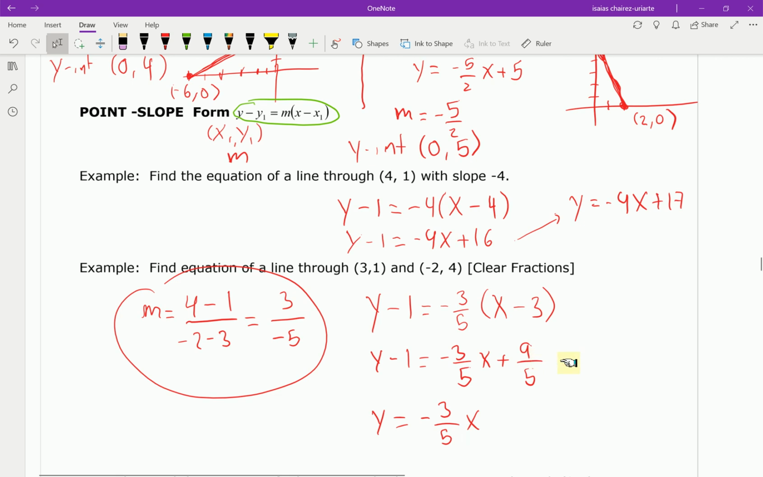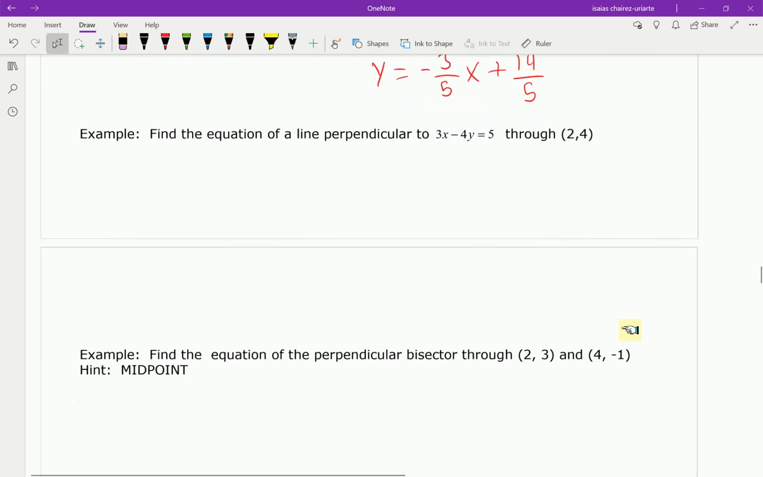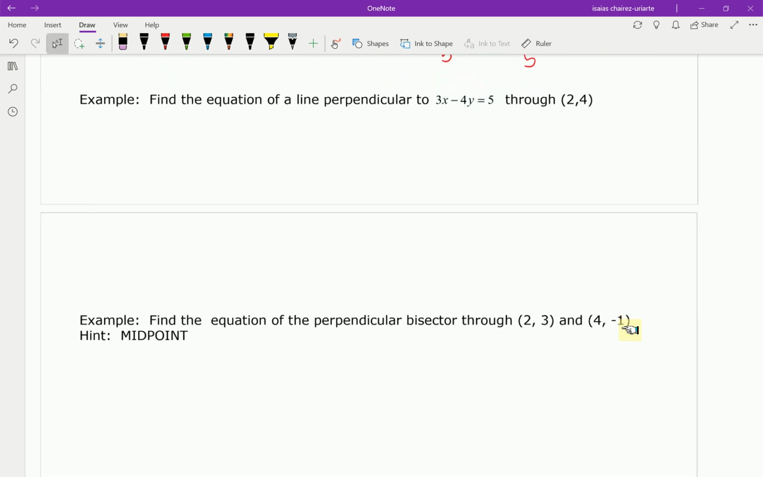So I need a common denominator. I need to express 1 as some fraction with a denominator of 5. Well, then that's 5/5. So 9/5 plus 5/5 should be 14/5. That's it. That's the equation that I'm looking for. Hope we agree. All right, next example.